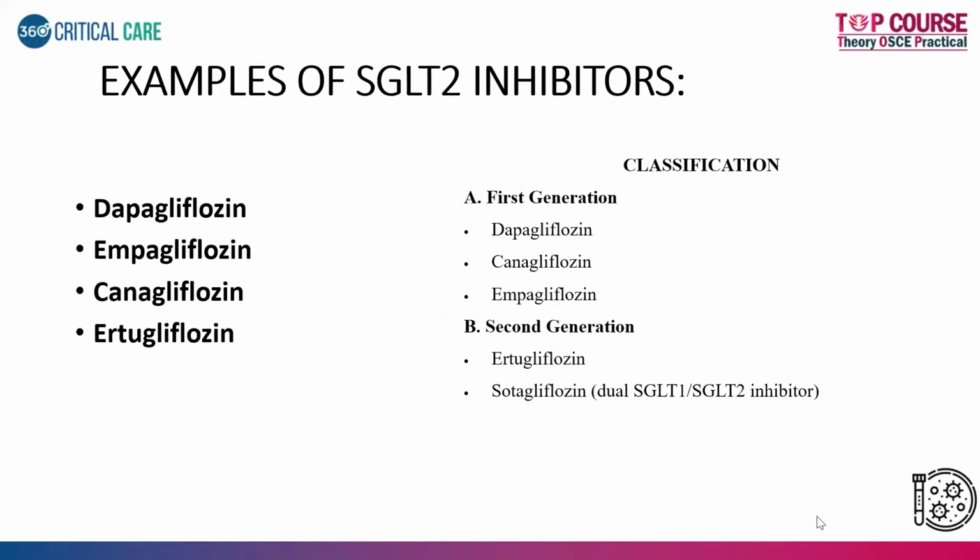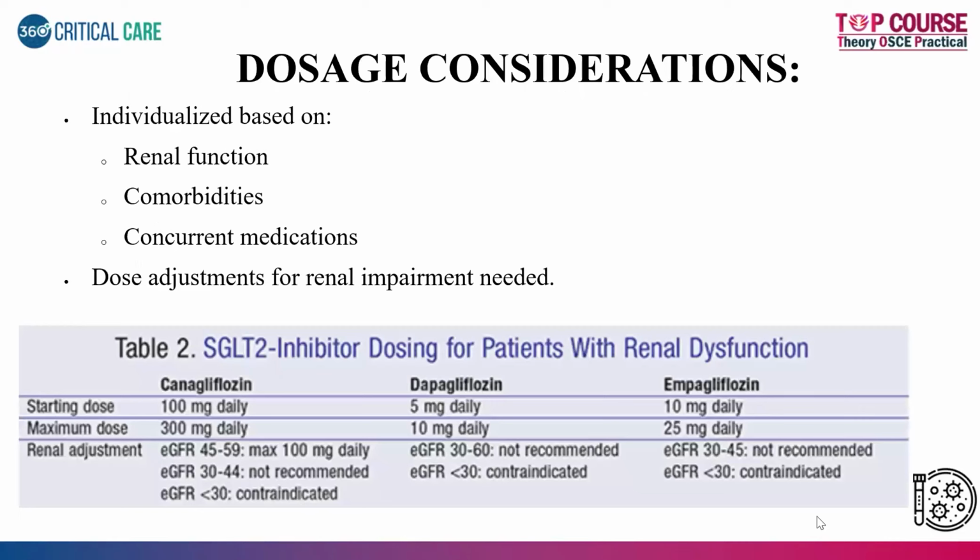What are the examples of SGLT2 inhibitors? Dapagliflozin, empagliflozin, canagliflozin, and ertugliflozin. There are two generations, as I told you earlier. The first generation are dapagliflozin and empagliflozin. Second generation is sotagliflozin and ertugliflozin. Okay, sotagliflozin has a dual advantage of blocking both SGLT1 and 2. As of now, we are not dealing with that, but majorly we're looking at SGLT2 inhibitors.